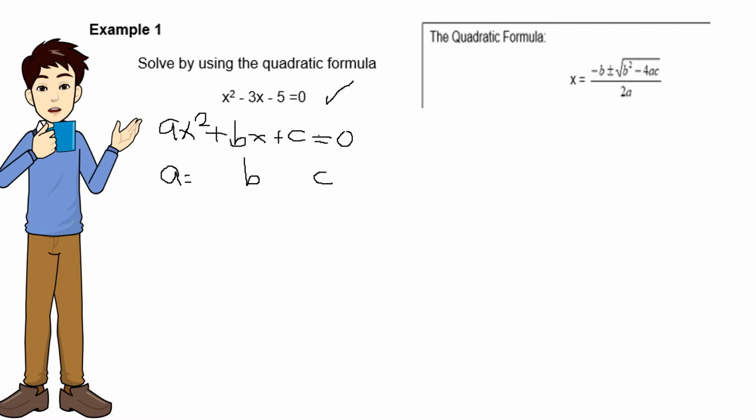The value of letter A, we have x squared, so the answer is 1. Then the value of letter B, negative 3x, so that is negative 3. Then the value of letter C, minus 5, so we have negative 5. So this serves as the value of our A, B, C to be used for our quadratic formula. So we have our given quadratic formula.